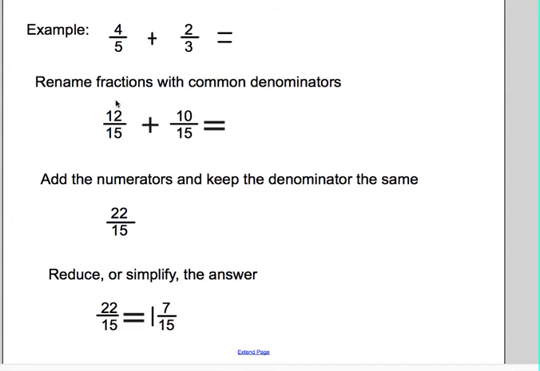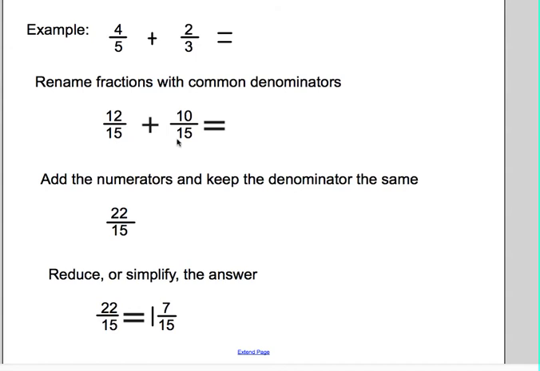We renamed it. Then we need to rename 2/3. And we want to use 15 as our denominator. So to do that, we have to multiply 3 times 5. Whatever you do to the denominator, you got to do the same thing to the numerator, so we have to multiply by 5 here as well. So 2 times 5 is 10. 10/15 is equivalent to 2/3.